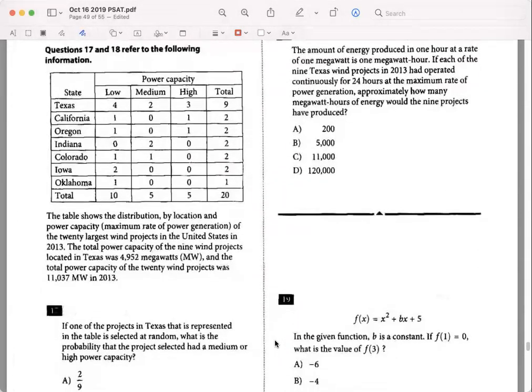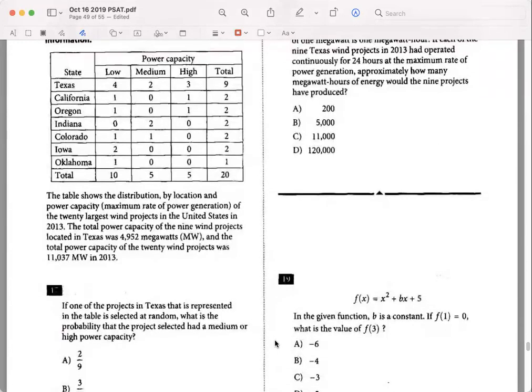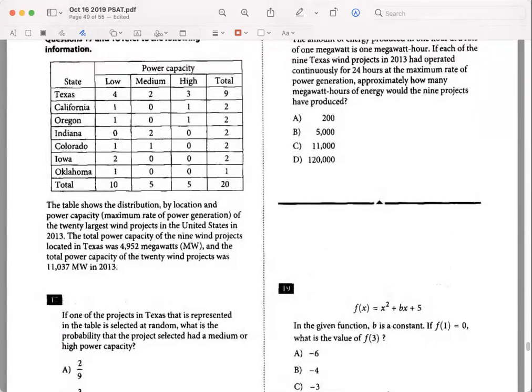Okay, the table shows the distribution by location and power capacity, maximum rate of power generation, of the 20 largest wind projects in the US in 2013. Okay. The total power capacity of the 9 wind projects located in Texas was 4952 megawatts, and the total power capacity of the 20 wind projects was 11,037 megawatts. If one of the projects in Texas that is represented in the table is selected at random, what is the probability that the project selected had a medium or high power capacity?